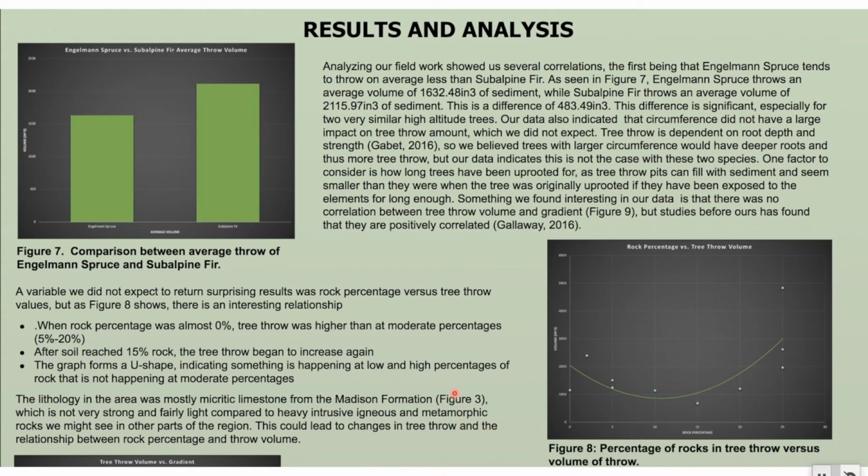So we don't really know why this is happening, but we can observe that it was happening with the trees we looked at. And the lithology in the area that we were looking at was mostly micritic limestone from the Madison Formation, as we talked about. And this is fairly light and not as strong as the heavy intrusive igneous and metamorphic rocks that you'd see further into the highlands. This change in rock composition could lead to changes in tree throw and the relationship between the rock percentage and the throw volume.